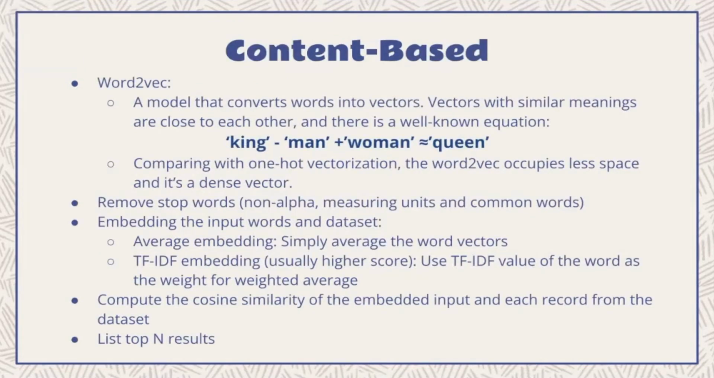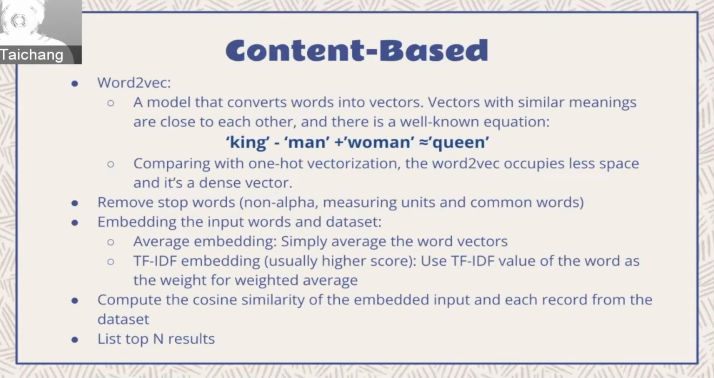The third algorithm is a content-based algorithm, but for this algorithm, we first have to train a word-to-vector model. This model can convert a word to a vector. The vector is dense, so it's different from the one-hot vector, and the meaning of the vector can be shown in the computation of the vectors. There is a well-known equation that king minus man plus woman is somehow similar to queen. This is the basis of our embedding part.